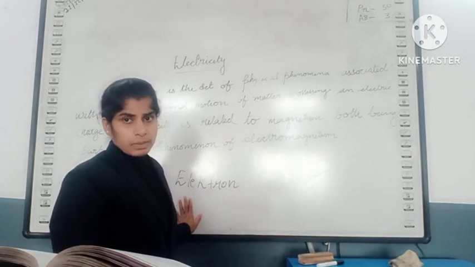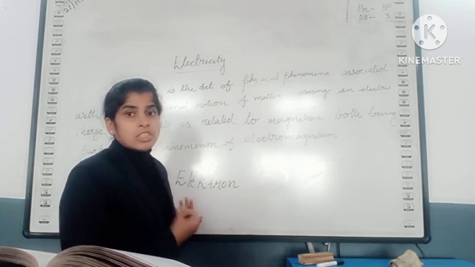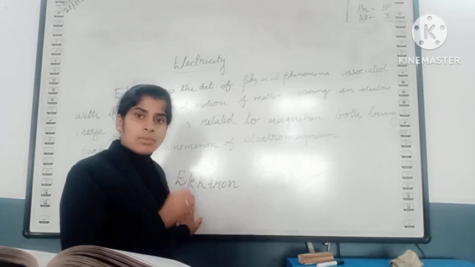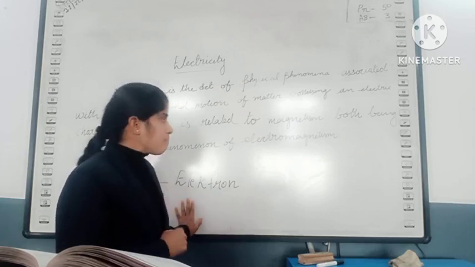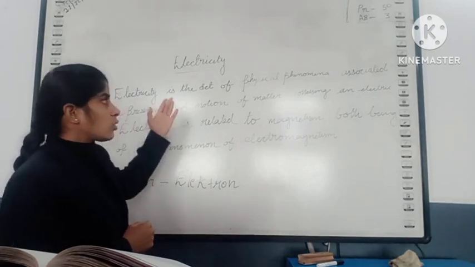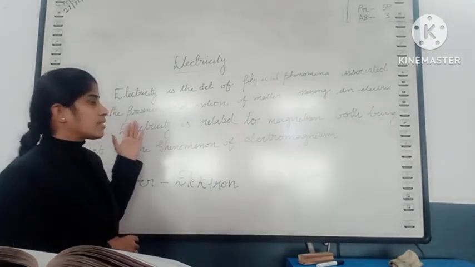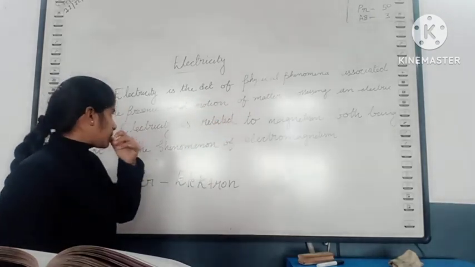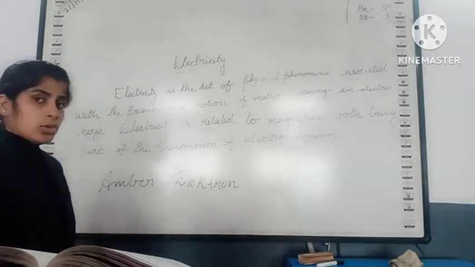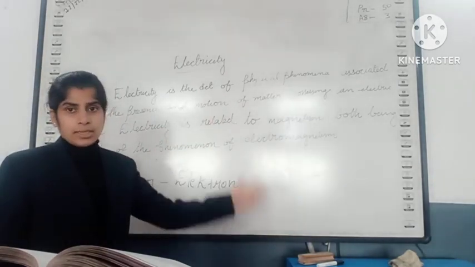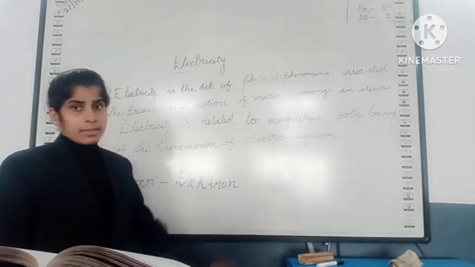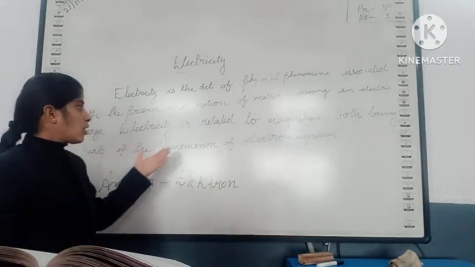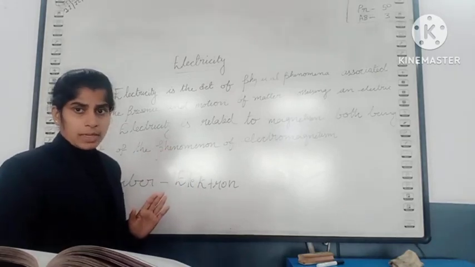Once again, to explain, electricity is the most important form of energy in our life. It is very essential for us, because almost all things work with the help of electricity only. Electricity is a set of physical phenomena associated with the presence and motion of matter possessing an electric charge. Electricity is also related to magnetism. Both are part of the phenomenon of electromagnetism.